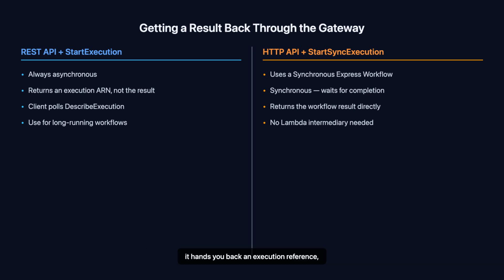It hands you back an execution reference, not the results, and the client has to pull describe execution to find out what happened. That's your choice for long-running workflows. But if you need the answer right now, an HTTP API calling start sync execution against a synchronous express workflow waits for completion and returns the result directly, with no Lambda in the middle. Fast, synchronous, truly serverless orchestration at the HTTP layer.